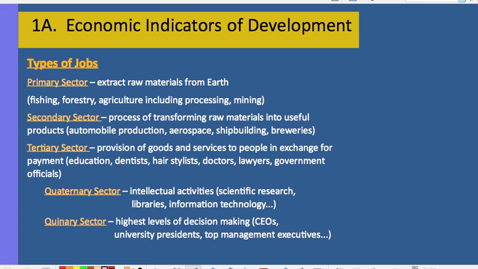But something needing more education and intellectual activity would be your quaternary sector. So you need a little bit more education to qualify for that. And then the quinary sector needs that higher level of education, but it also includes high levels of decision making too. So somebody who is a CEO, chief executive officer of a big corporation, making decisions, or top management executives, or the President of the United States, or the President of the university, they have high levels of education, but they're also decision makers.